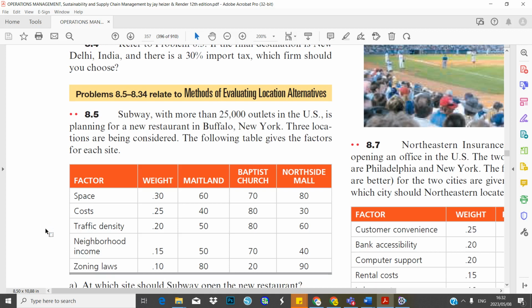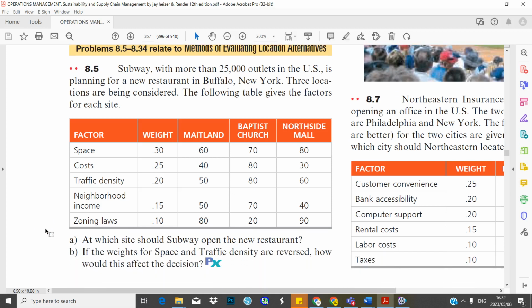Now, here the company is looking at three places. We have Maitland, we have the Baptist Church, and we have the Northside Mall. Now, based on the weights, these weights are adding up to 1. Why? Because this is a decision that the researcher has taken, and whenever you are working, they are adding up to 100%, or in this case 1. This is how in most exercises they come back. Then also we got Maitland.